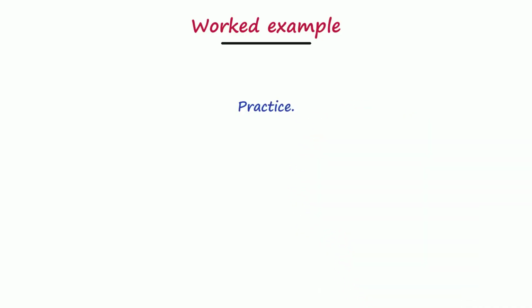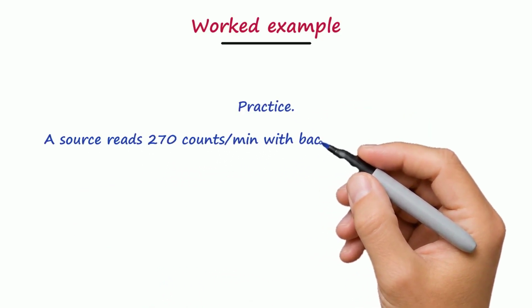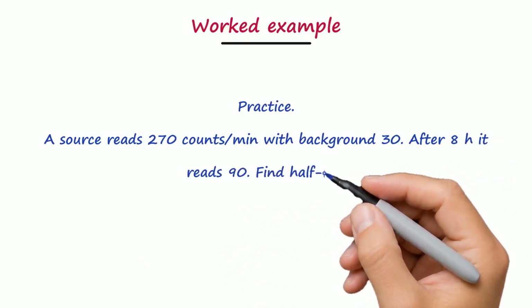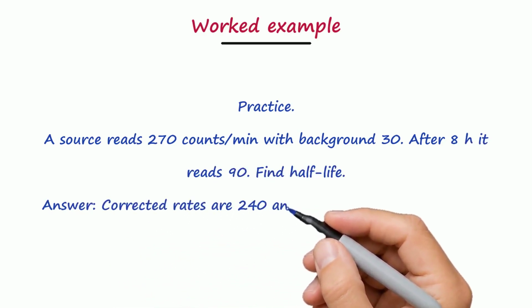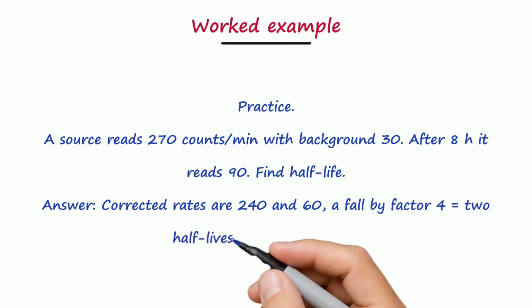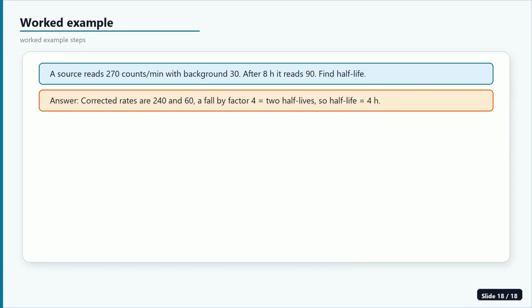Practice. A source reads 270 counts per minute with background 30. After 8 hours it reads 90. Find half-life. Answer: corrected rates are 240 and 60. A fall by factor 4 equals two half-lives, so half-life equals 4 hours. Watch the numbers land in the matching symbols. Check that units cancel cleanly. If they do not, the setup is wrong even before the arithmetic.